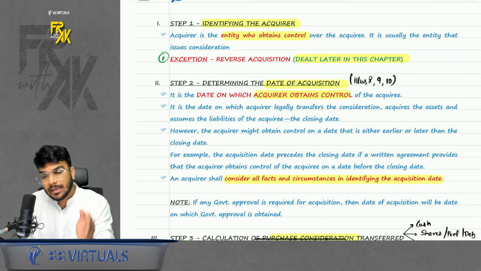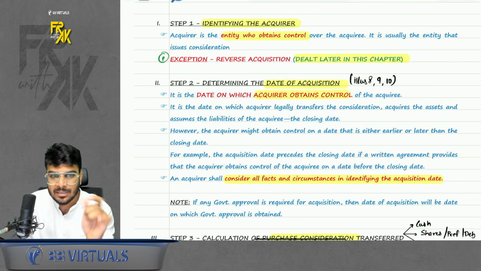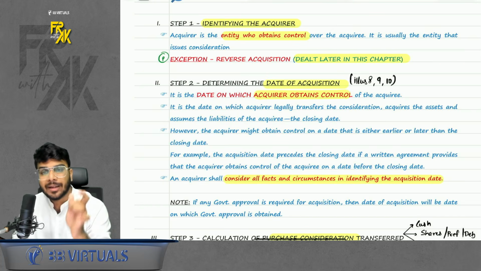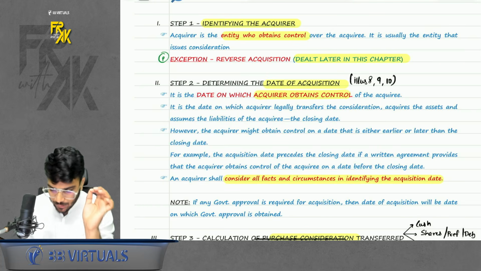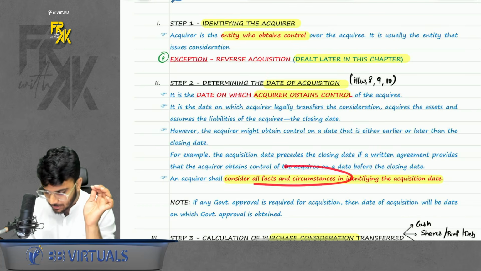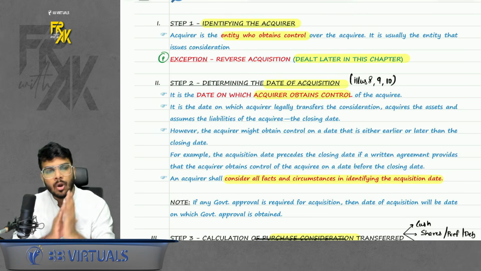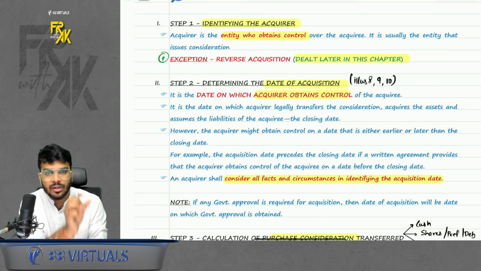But in a question, it is possible that in some theory question or MCQ, multiple dates are given: we discussed on 1st July, entered into agreement on 1st August, shareholders approved on 1st September, government approved on 1st October. There can be various dates. So which date will be the date of acquisition? There is no specific date. For that, you will have to check all the facts and circumstances. It will depend.